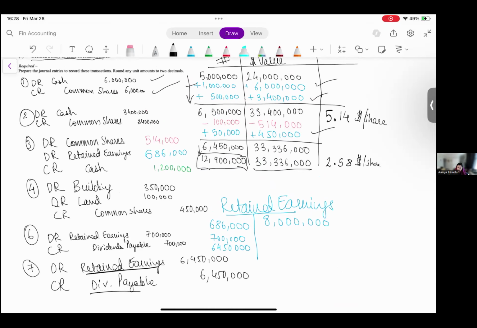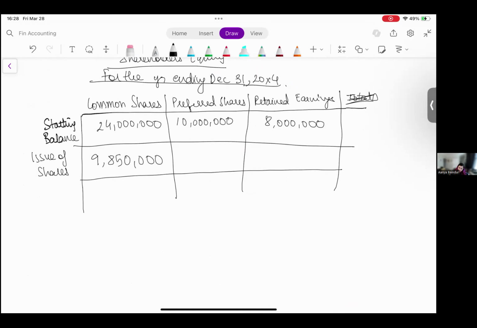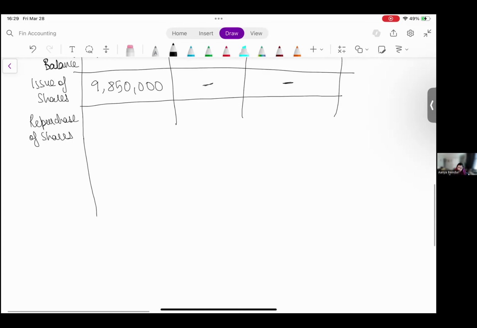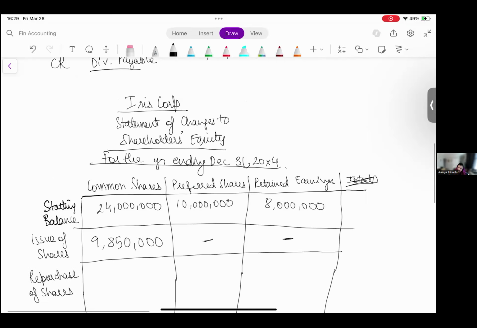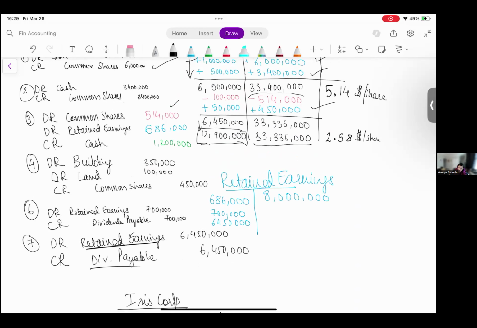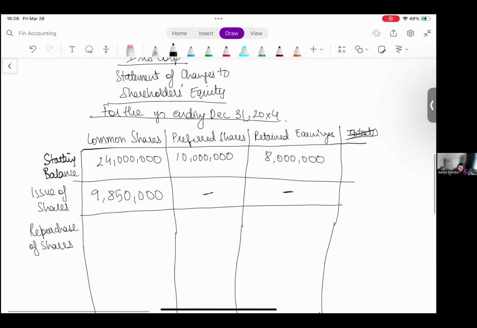And now let's see what the next change after that is. The next change after that is we've repurchased some of the common shares. So let's put that down. Repurchase of share. So again, during the course of the question, we've not issued any more preferred shares. And when we issue shares, nothing happens to the retained earnings, only when we repurchase shares. So let's see what the values for this are. When we repurchase shares, it cost us 514,000. So let's add that value here, minus 514,000.